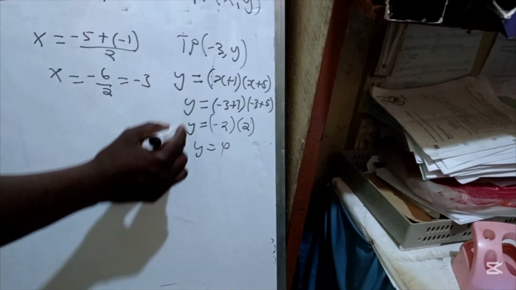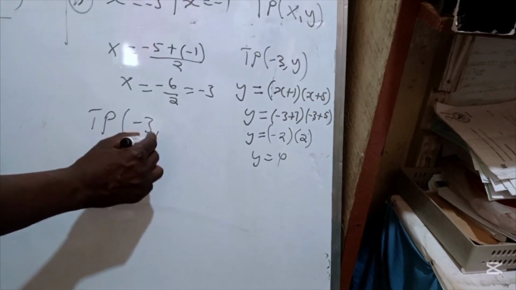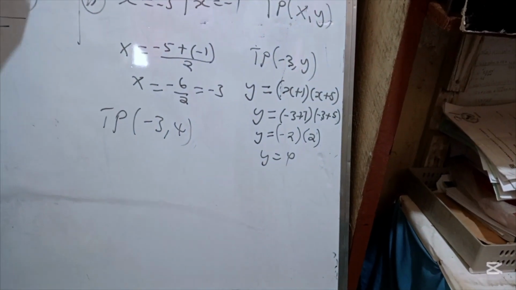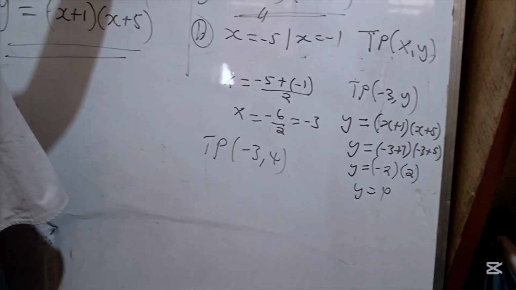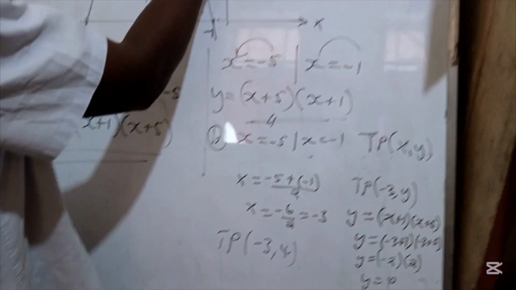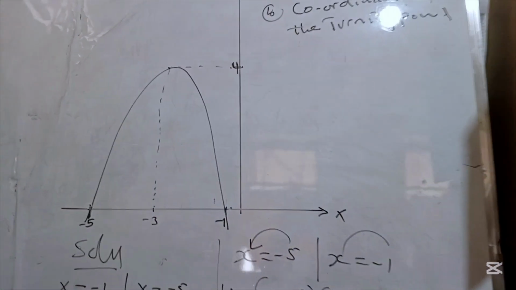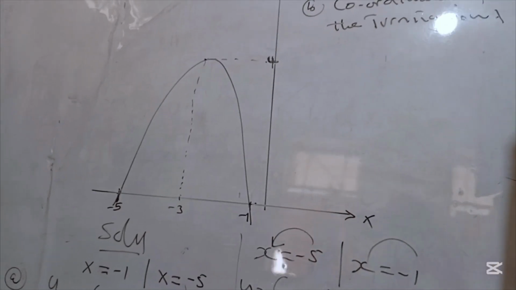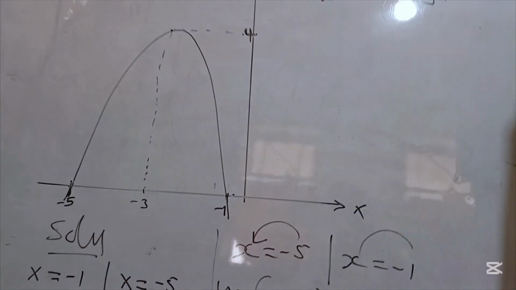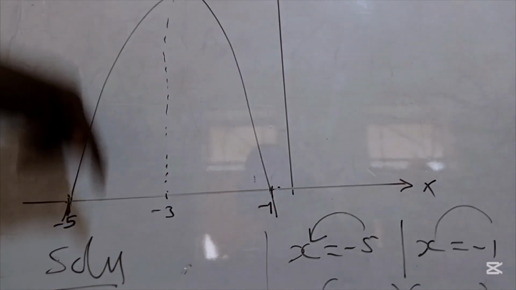So my turning point, ladies and gentlemen, will be (-3, 4). Why? Because it is going upwards here. This is where the turning point is, somewhere there. So this is where the 4 is. Once more, this is how the 4 has come about. We are saying, how do we get the turning point? After you have found the values, now you should understand that this is a maximum.